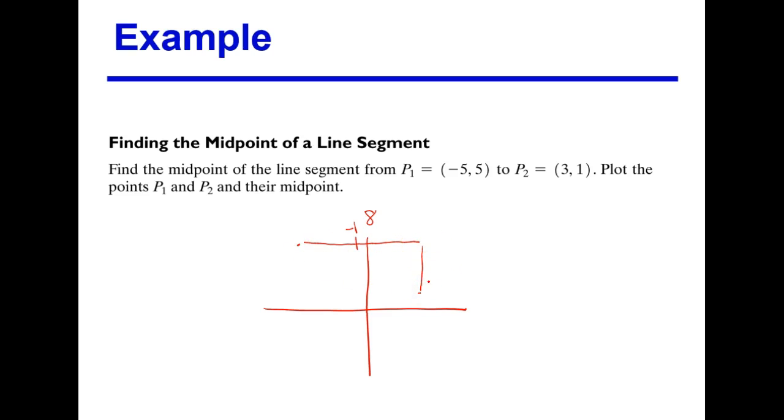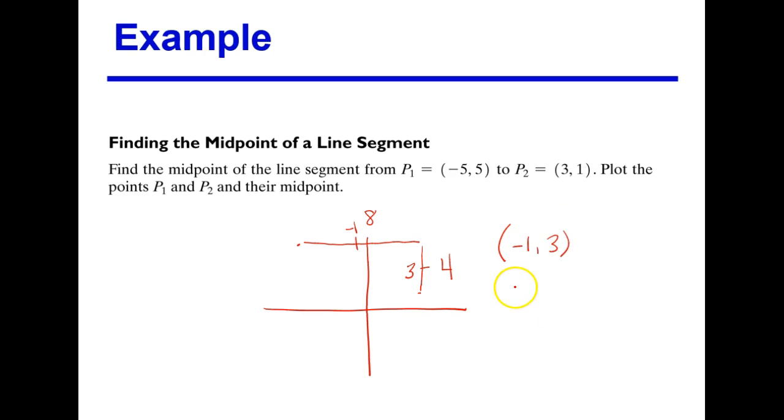Now let's look at my y values. To get from 1 to 5 is 4. And again, I can just count and see the distance here. So I know that my midpoint will be 2 away, which will be at 3. So now I know my midpoint is (-1, 3).